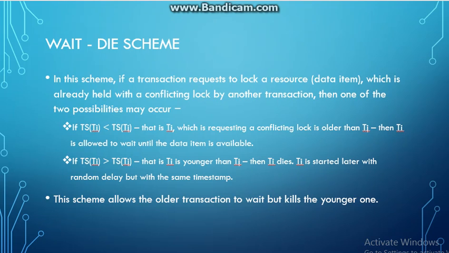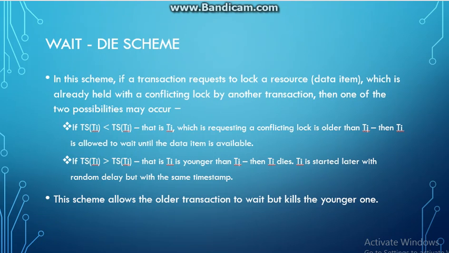If the transaction which is requesting is the older one, then it is allowed to wait until the data item is available. And if it is the younger one, then it dies, meaning it is restarted with some random delay after some time with the same timestamp. This scheme allows the older transaction to wait but kills the younger one.